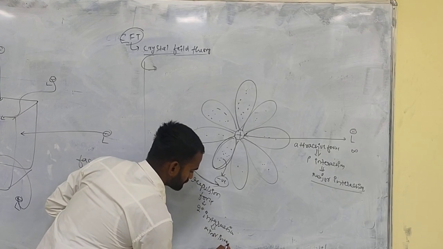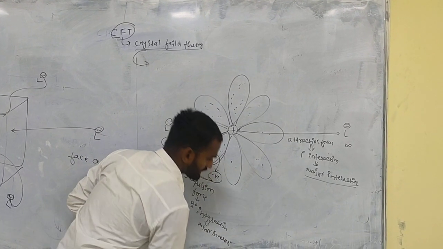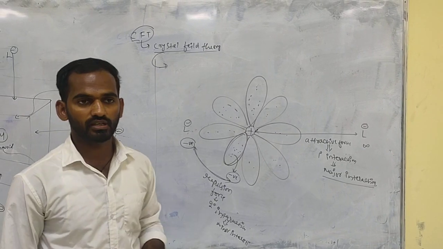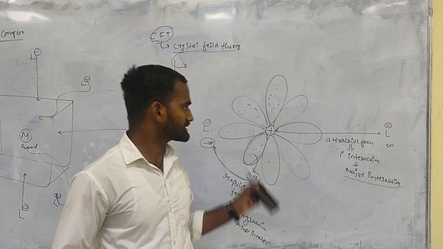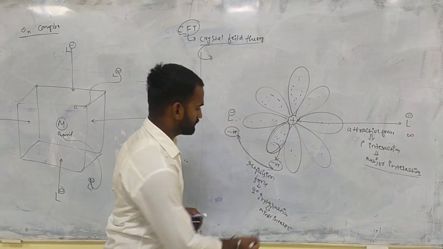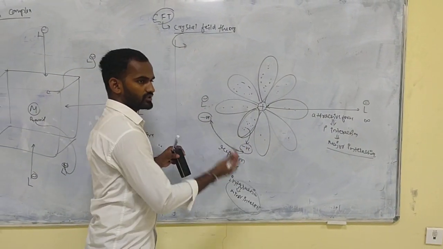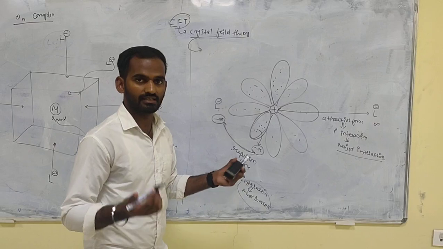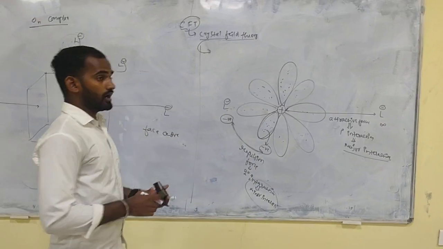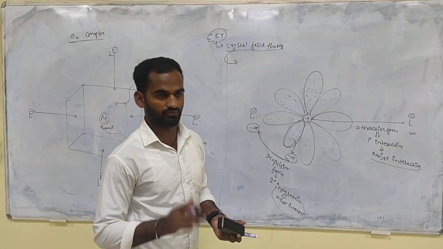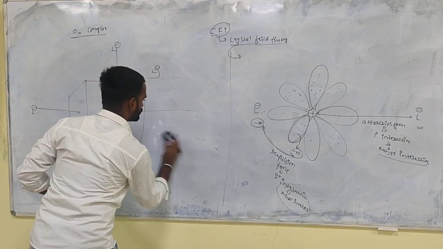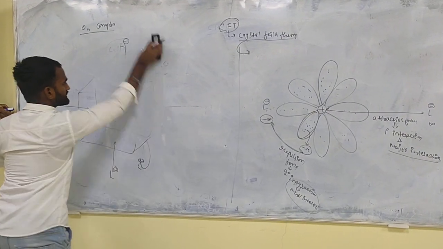Why do we call it a minor interaction? Because it does not show any big effect on the splitting of the orbital. That's why we call it a minor, secondary interaction, because it is not going to have any effect on the splitting of the orbital. How the splitting of the orbital will take place, we are going to discuss now.